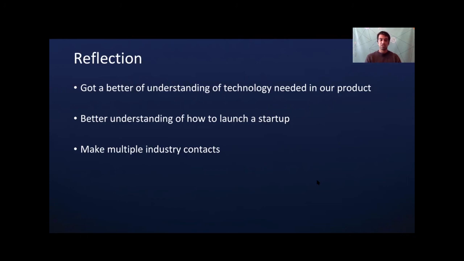Finally, I would like to thank Jack and Dimitro for all the support they provided over the course of the program and for organizing everything.